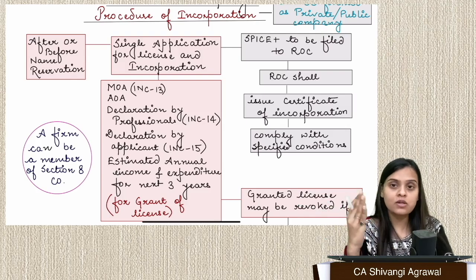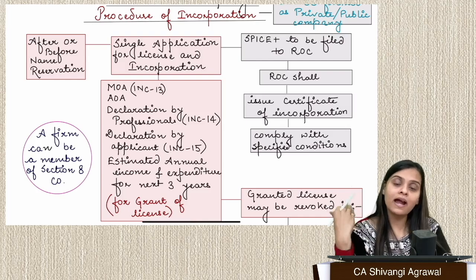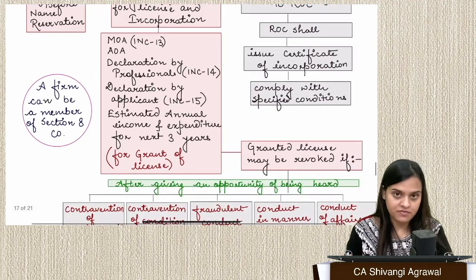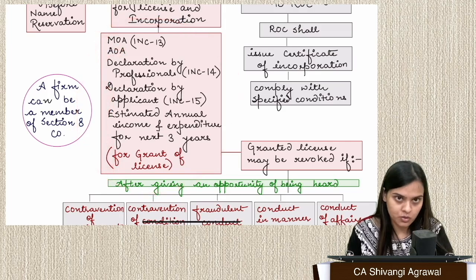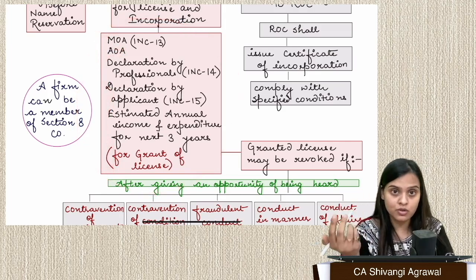The ROC, on the basis of certain conditions, will issue you the license and your certificate of incorporation also, and they can ask you to comply with specified conditions. However, for this application you need to file these documents. There will be the MOA, there will be the AOA, right? It is going to be different.